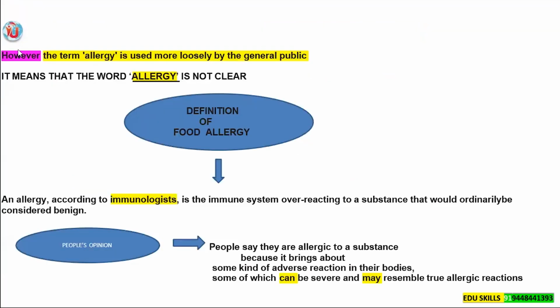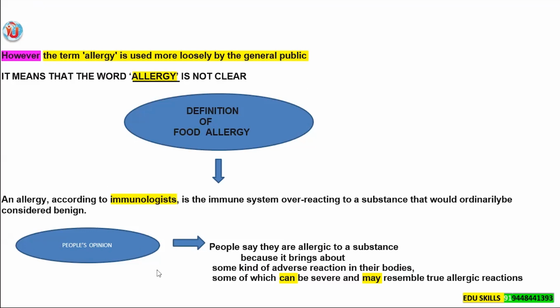Next. They have mentioned a sentence after the contrast word. However, the term allergy is used more loosely by the general public. Okay, what is the meaning of more loosely by the general public? It means that it is not clear. Okay, next let's look at the definition of food allergy. In the same text, the first sentence starts as an allergy, according to immunologists, is the immune system overreacting to a substance that would ordinarily be considered as benign. So it is not harmful.